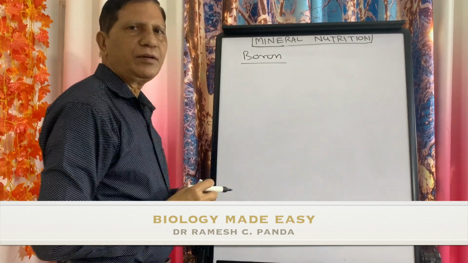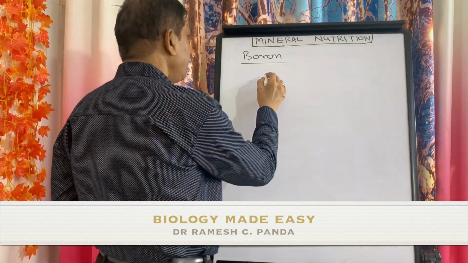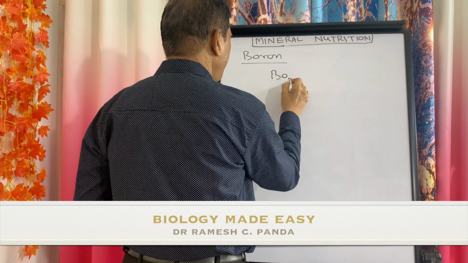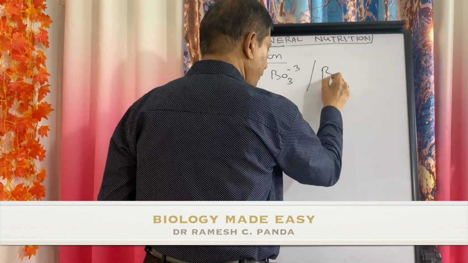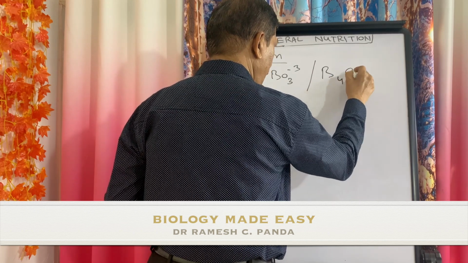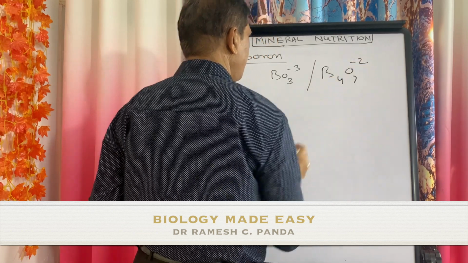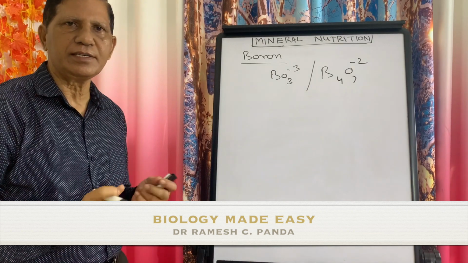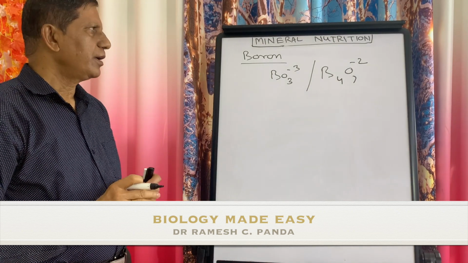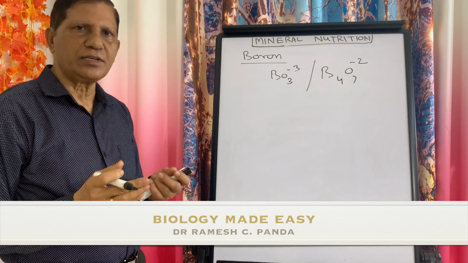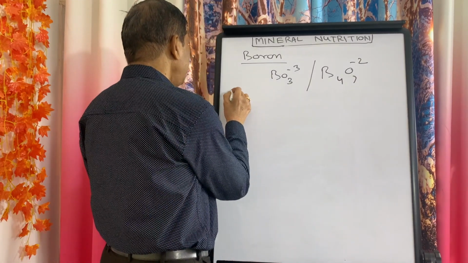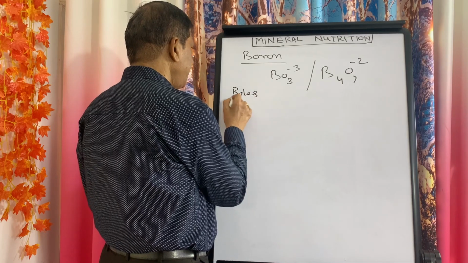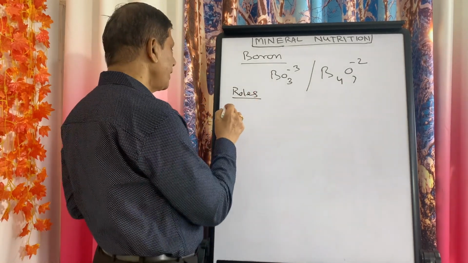Now, usually boron is absorbed from the soil in the form of BO3 minus 3 or also in the form of B4O7 minus 2. In these two forms usually it is absorbed from the soil. Now what are the important roles or functions played by this boron, the different roles played by it for the plant body?